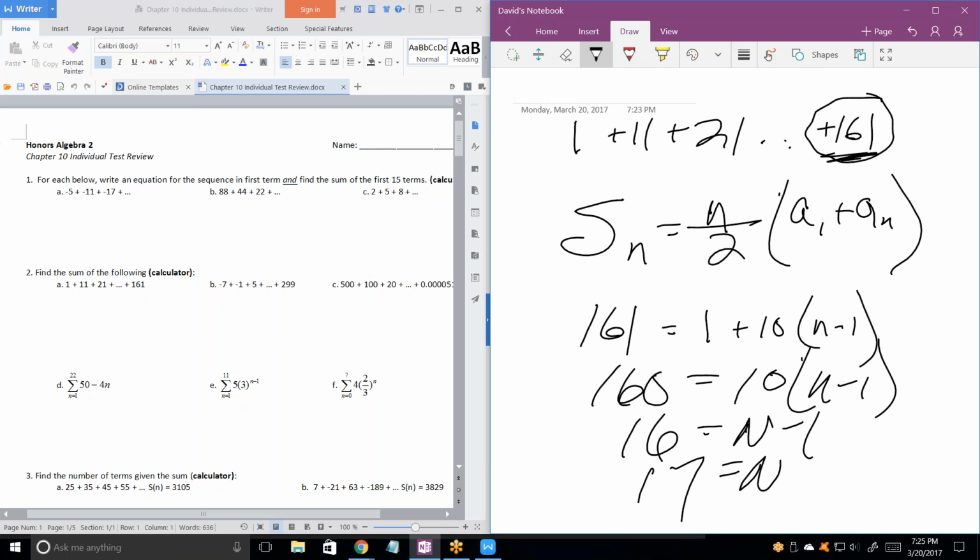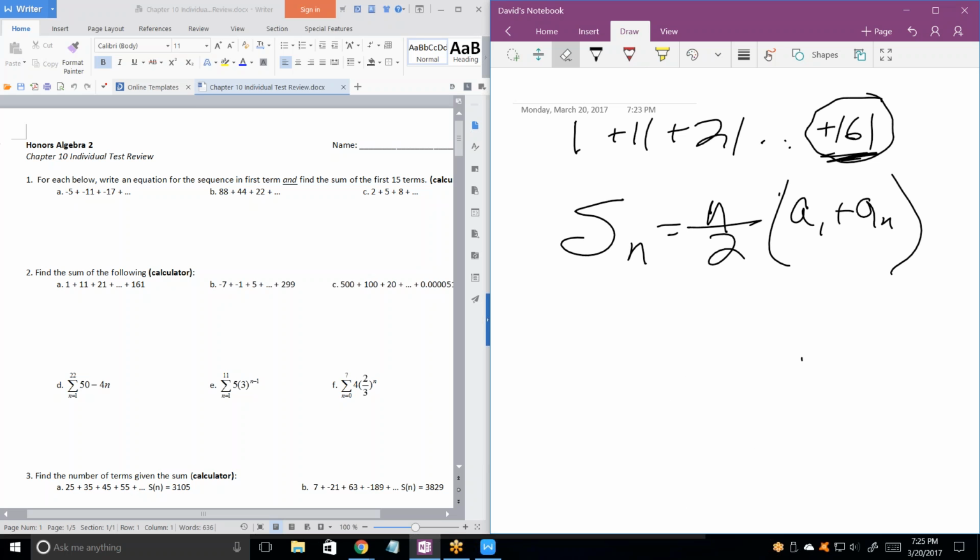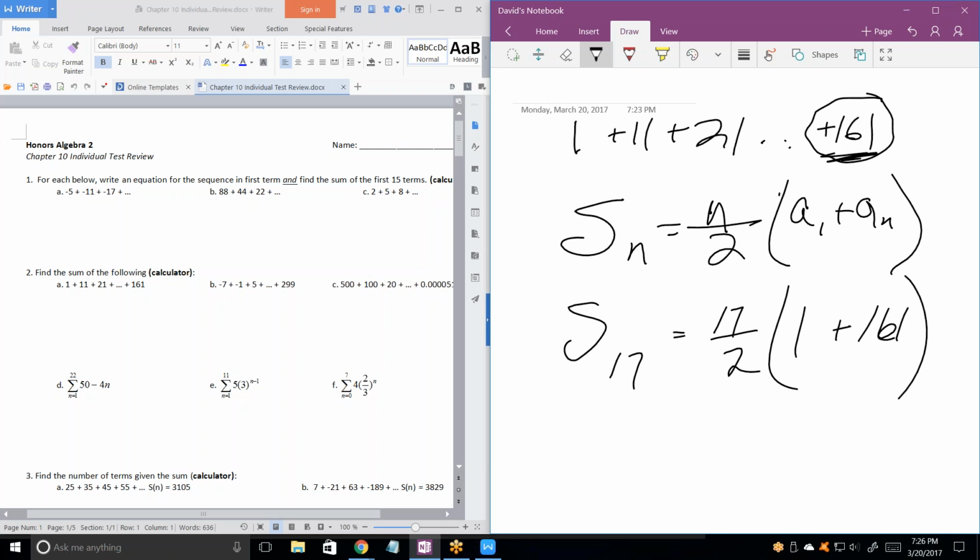Now that I know that 161 is the 17th term. You with me? Yeah. Okay. So now I know everything that I need to know. In other words, the missing thing here was the number of terms. Well, now I know it's this. That's 17. First term is 1. I know the nth term is 161. Again, it's just arithmetic now. Yeah. Okay. All right.